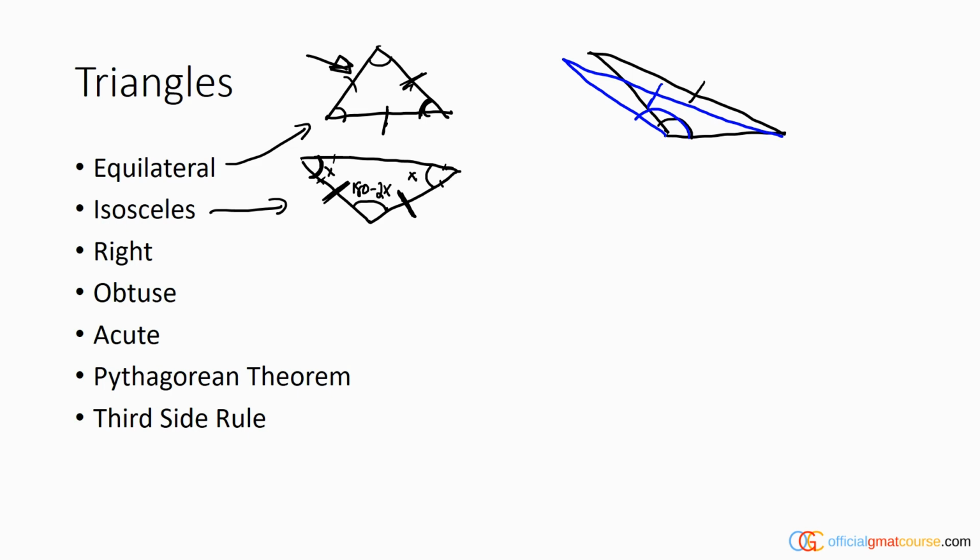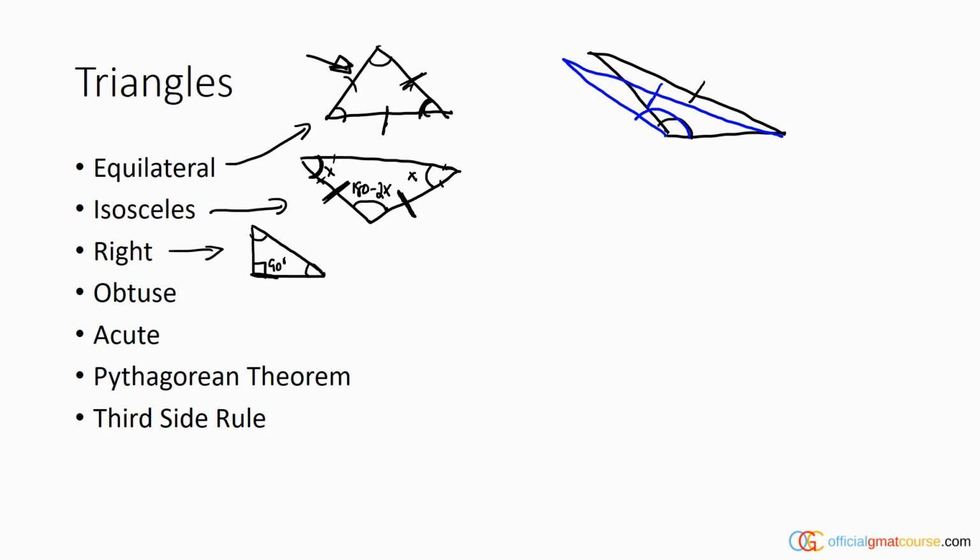Now, a right triangle is probably the most famous type of triangle, and a right triangle has a 90-degree angle. So it's possible it could be isosceles. This isn't telling us anything about these two angles. These two angles could still be equivalent, but it's telling us that one of the angles is a 90-degree angle. And right triangles are important because they follow special rules. And so we're going to talk about special right triangles in another video.